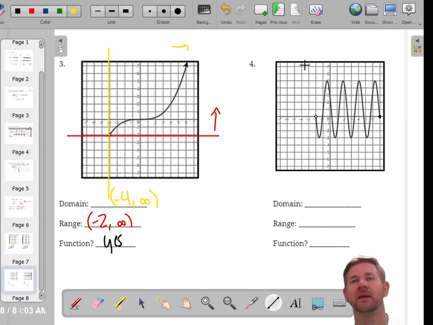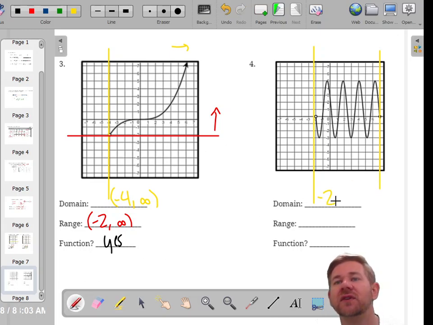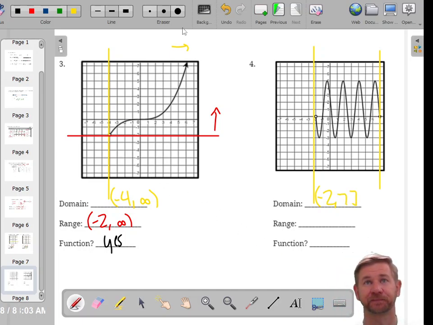One more. Smallest x value to biggest. Oh wait, that doesn't have an arrow. It's got an endpoint. So the smallest x value is negative 2, and that's parentheses. And the largest is positive 7, and that's a closed circle, so we use a bracket.